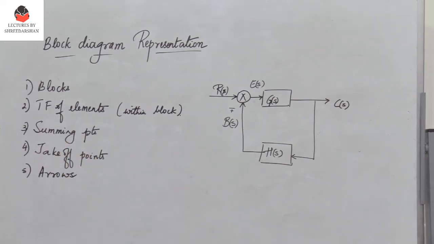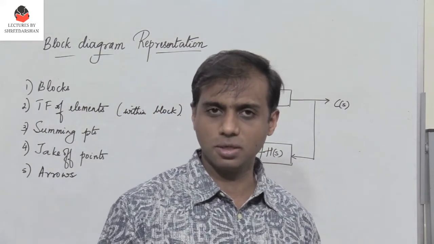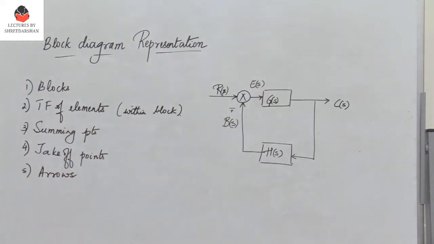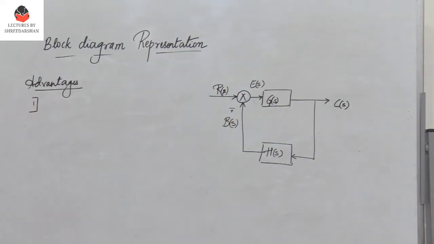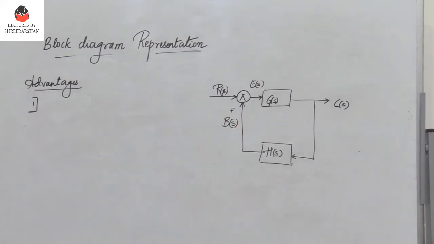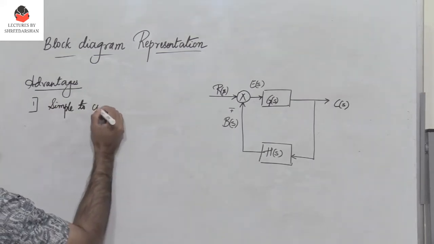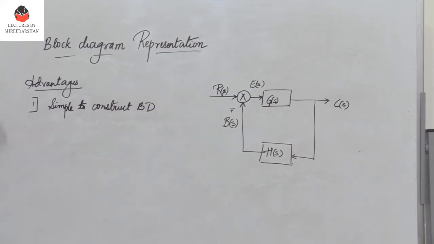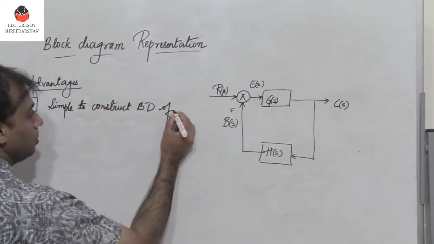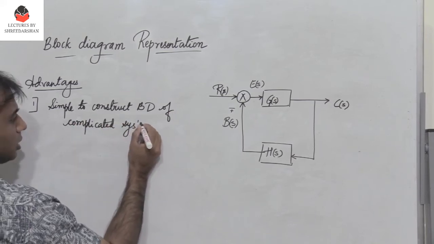Now when we go in for a block diagram representation, we also need to know the advantages and disadvantages of such a representation. Let us see what the advantages are. Some of the most prominent advantages include that they are simple to construct. For a complicated system it is simple to construct the block diagram, BD for block diagram. This is one of the most important advantages.